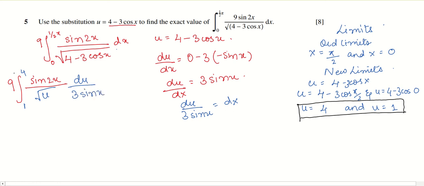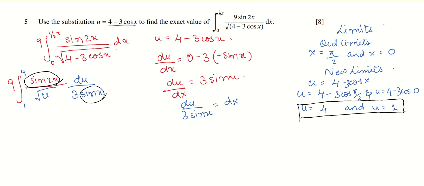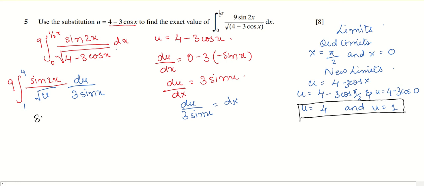So now we have the new limits, and we have dx in terms of du. This sin x that you can see is an x term. Sin 2x is also an x term. So how can we get rid of those x terms and put them in u terms? We know that sin 2x equals 2 sin x cos x.